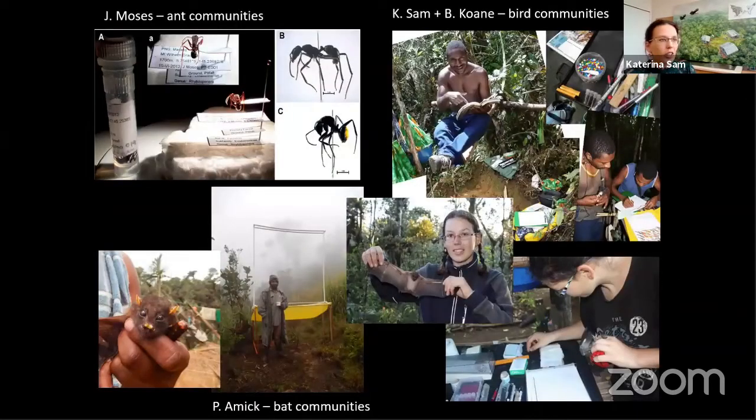We, of course, needed to know a lot about the predator communities. We surveyed the ants, and the birds by myself, and we are still working on the metabarcoding of the prey which they are eating. And our students were helping us also with the bat survey.